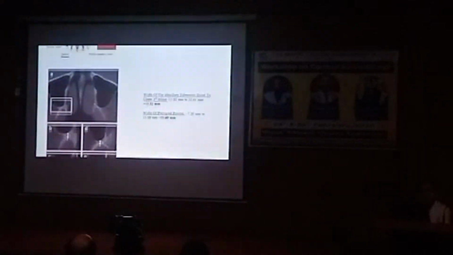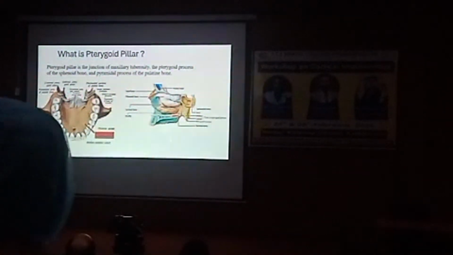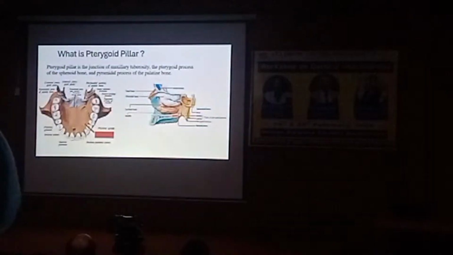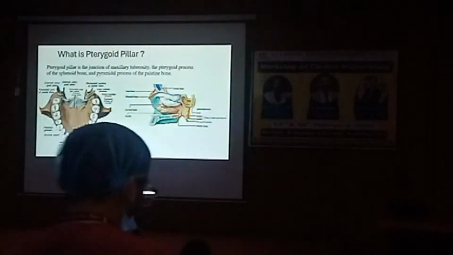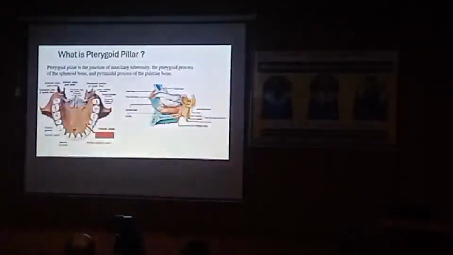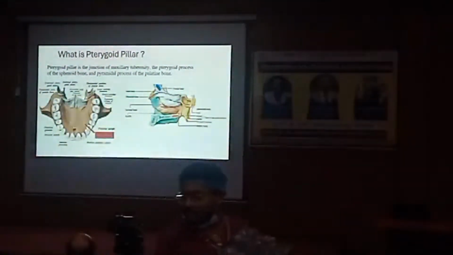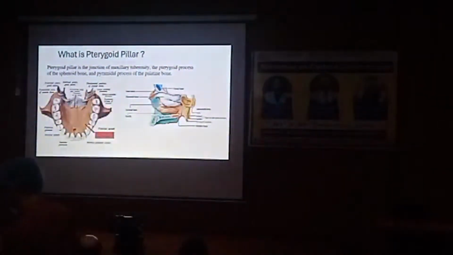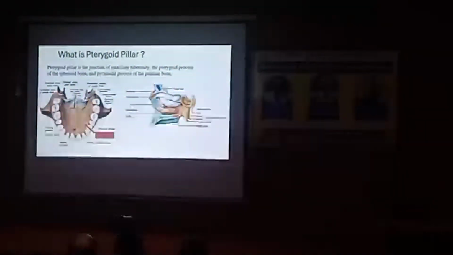What is the pterygoid pillar? It is a junction of the maxillary tuberosity, the pterygoid process of the sphenoid bone and the pyramidal process of the palatine bone. This is the medial and lateral plate of the sphenoid bone. This is the palatine bone. And on the distal, this is the distal of the maxilla. So, one bone, two bones and three bones. This is the fusion zone of the pterygoid pillar. That is why it is the strongest pillar and we get the greatest anchorage here. And the pterygoid cortical is the third cortical because we engage the implant in the cortical of the next, adjacent bone.